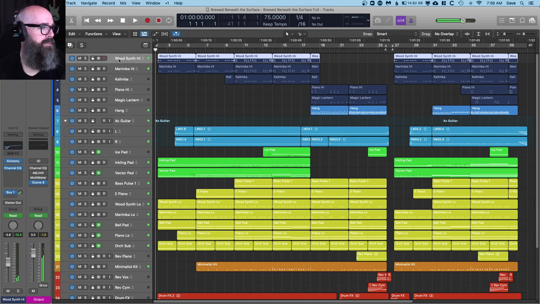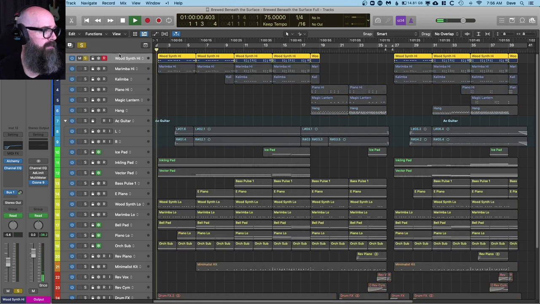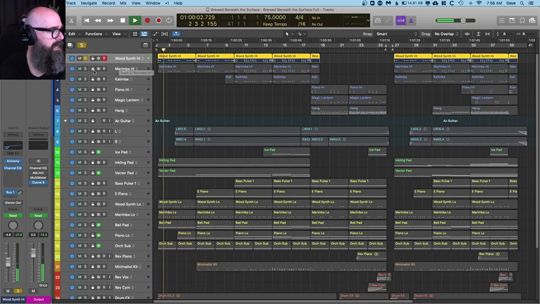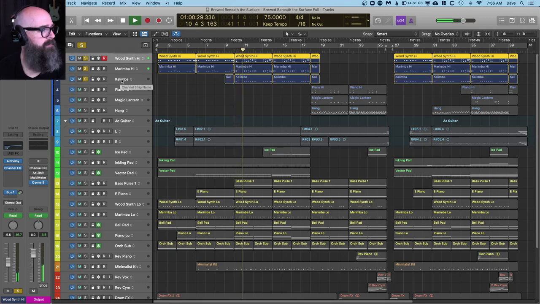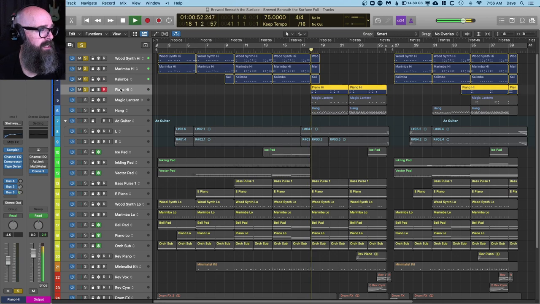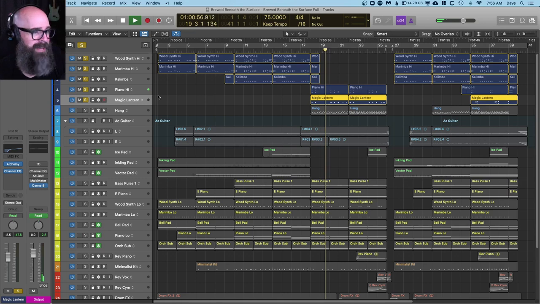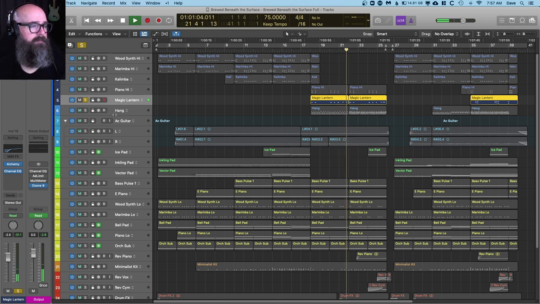All right, so just a brief overview of the sound. These are some Alchemy sounds. This wood synth layered with Logic's really good marimba. And then with their kalimba, which Logic has a really decent kalimba as well. Into some piano. This is a Steinway Grand, a patch called Magic Lantern. Just kind of ethereal.